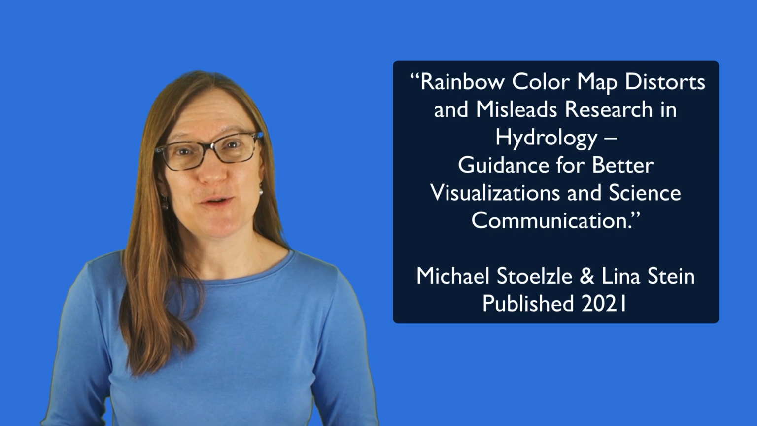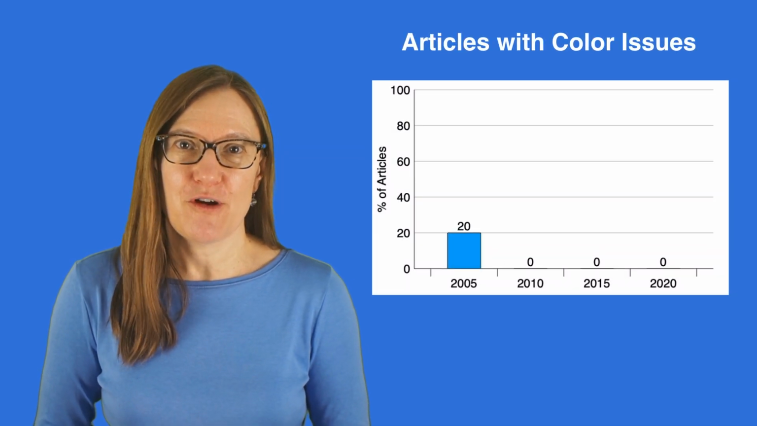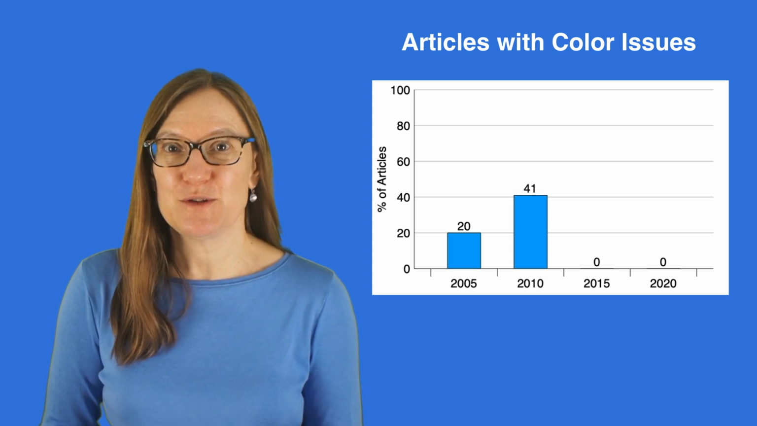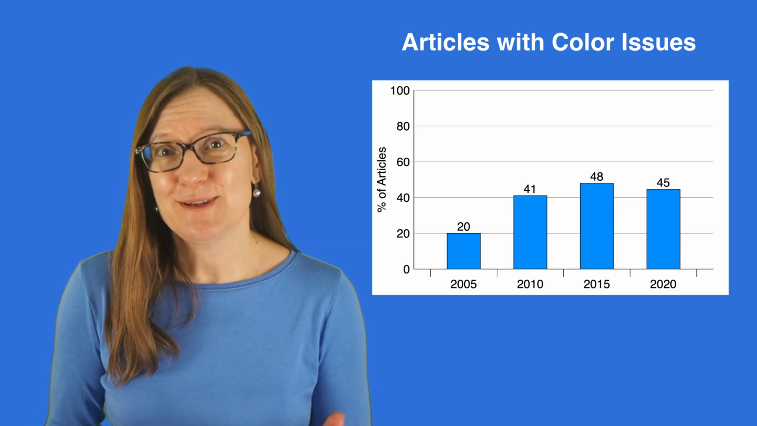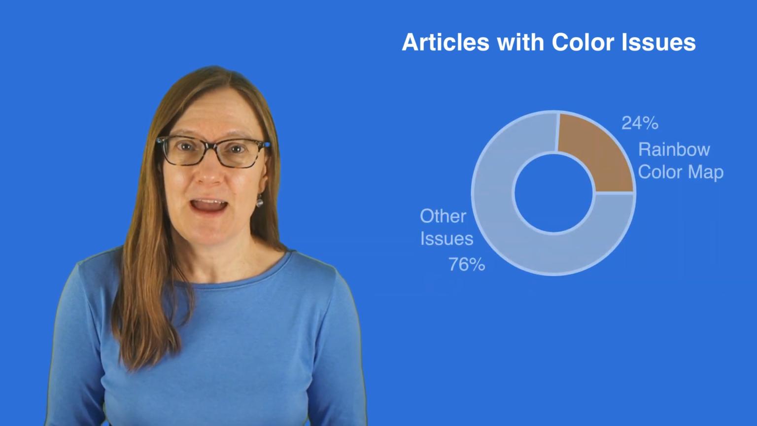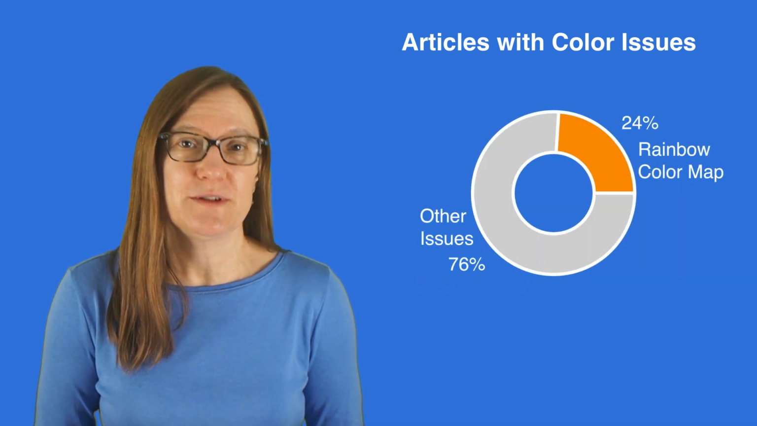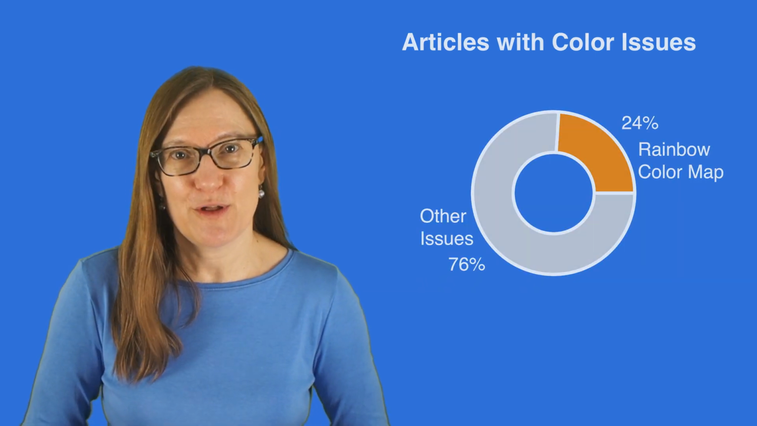If you're looking for some more definitive evidence, I actually found an interesting article that was done by Michael Stozel and Lena Stein, where they looked through journal articles from 2005 to 2020 and found that the misuse of color just was increasing over time. And of those articles that had color issues, over 20% of those were using the rainbow color map.